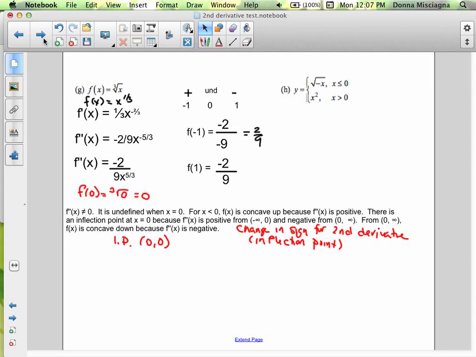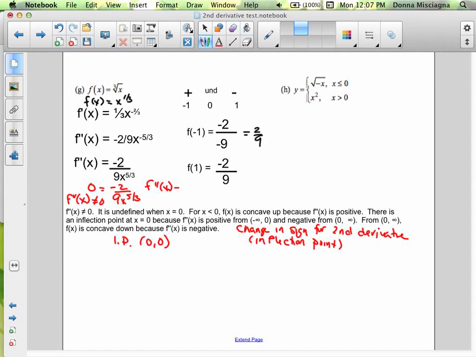It's never 0, right? But it is undefined when x is 0. So if I plug in 0 here, make sure that is clear. So f double prime of x, we set that equal to 0. 0 equals negative 2 over 9x to the 5/3. Never equals 0, right? Because that would mean negative 2 would have to equal 0. So f double prime of x never equals 0. However, f double prime of x is undefined when x equals 0.